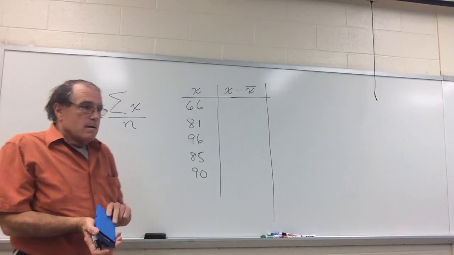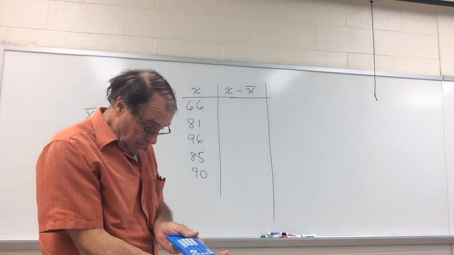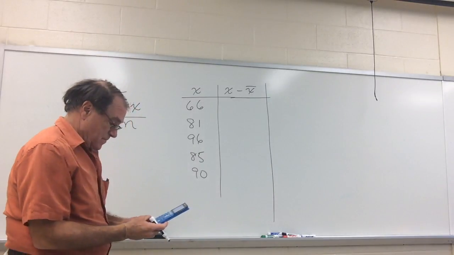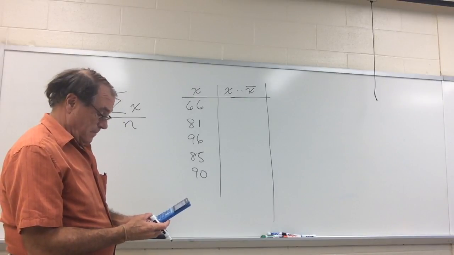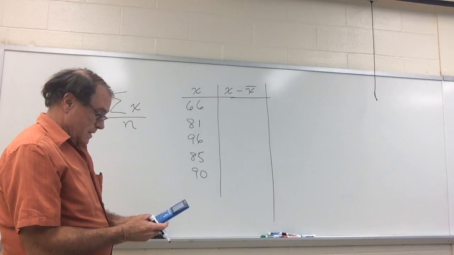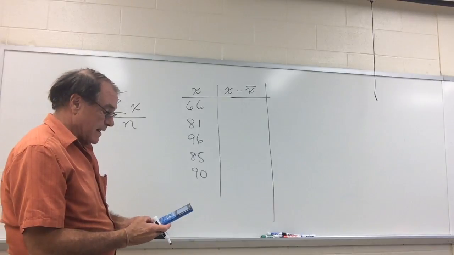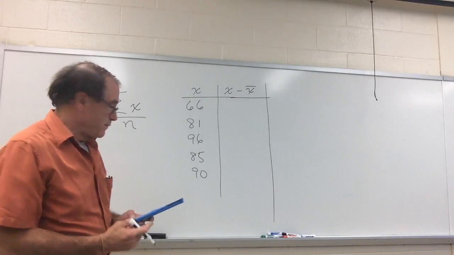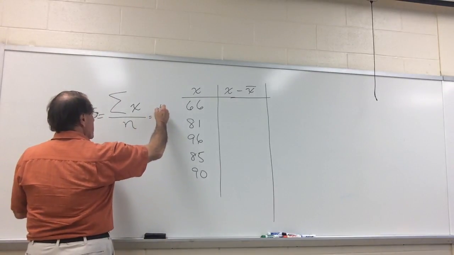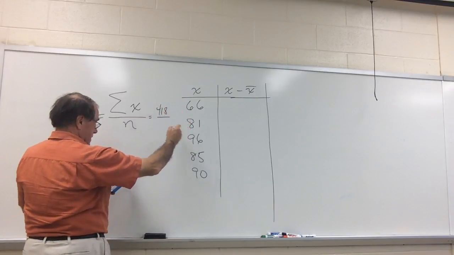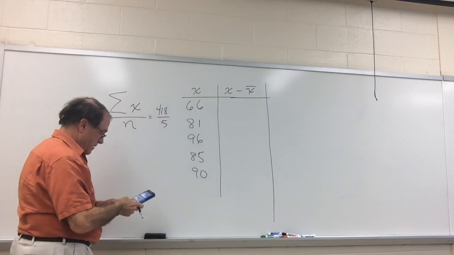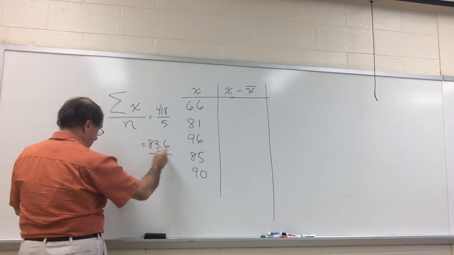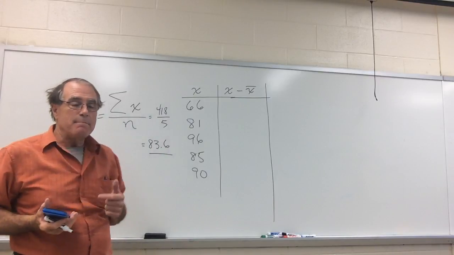All right, guys? So I'll take my calculator, and we'll add the numbers. 66, 81, 96, 85, 90. What do they add up to? 418. So they add up to 418. We divide by 5. What does that give us? 83.6. Good.